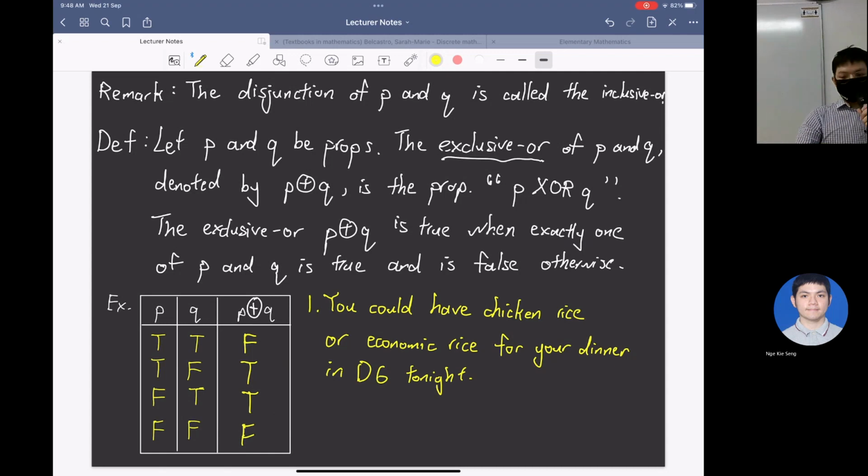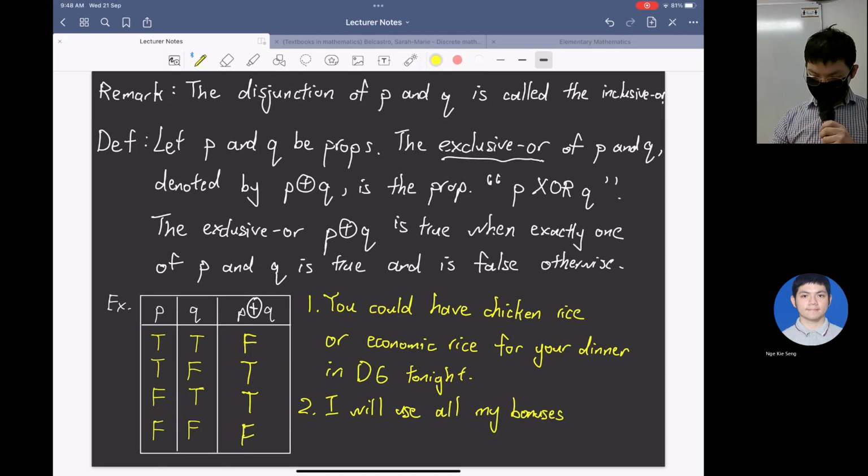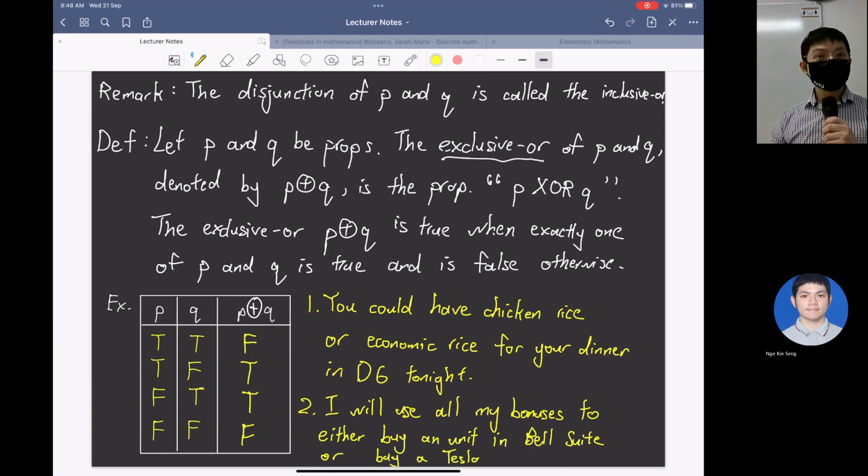Also, there's another example. I will use all my bonuses to either buy a unit in Belgium or buy a vessel. When you don't have enough to do both, then it is false when both are true.